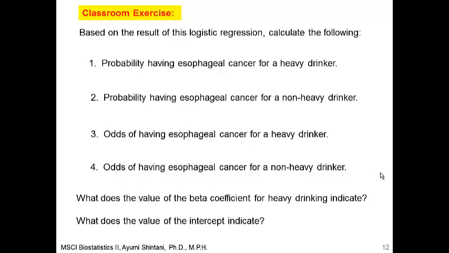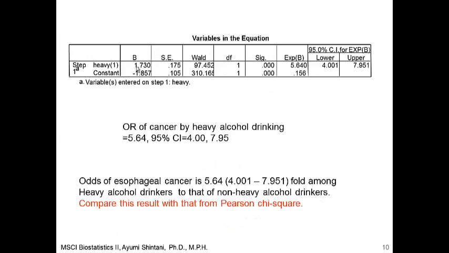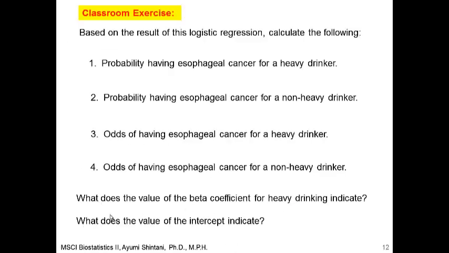Okay, given this, quick question. What does the value of the beta coefficient for heavy drinking indicate? What does this beta 1.73 indicate? That's easy: it is the log of the odds ratio. And then here's a tricky question. What does the value of the constant, the intercept, indicate? What does minus 1.857 indicate? I'll let you think about that a little.